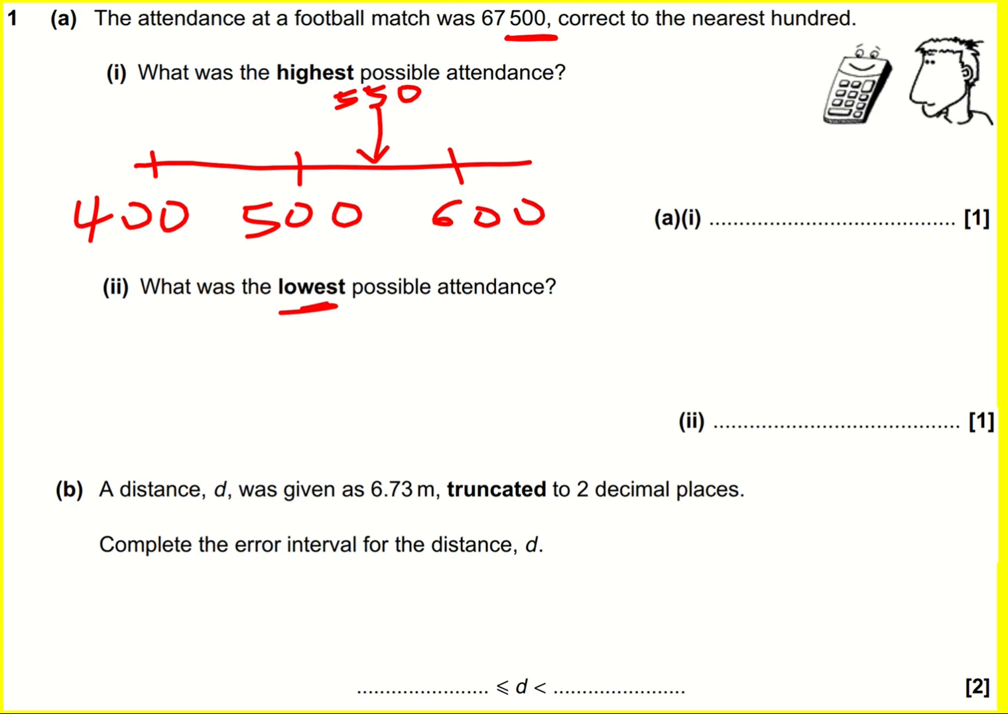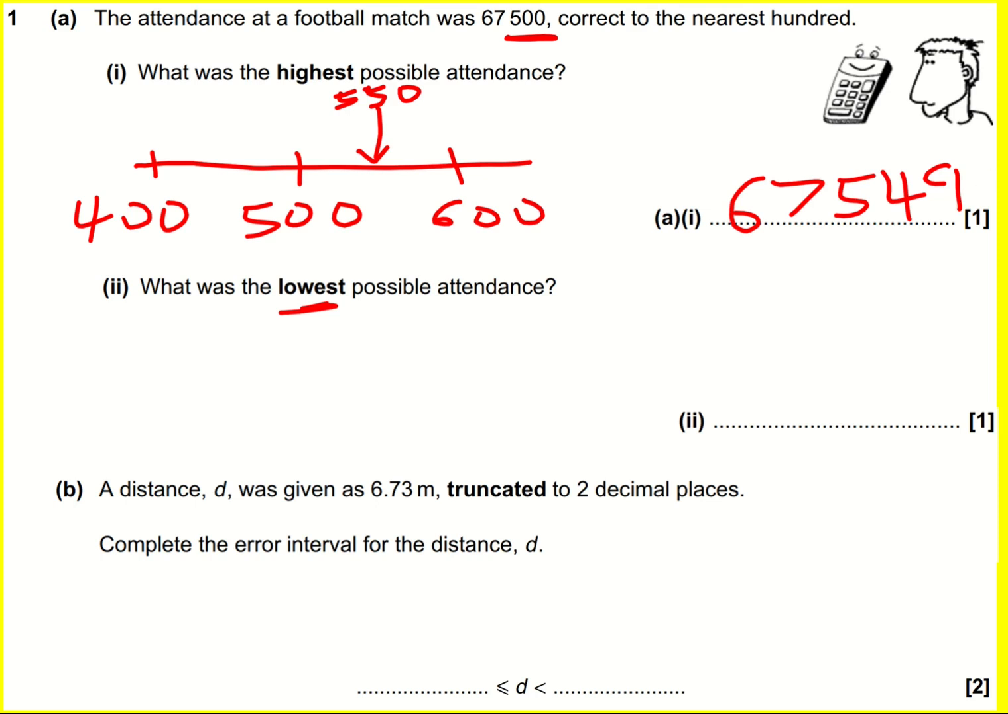Now often when you're doing upper and lower bound questions, you do say this is the sort of upper bound. But in this case, because it's a discrete quantity, it's like a whole number, 550 would round up to 600, and 549 would actually round down. So the answer is going to be 67,549.